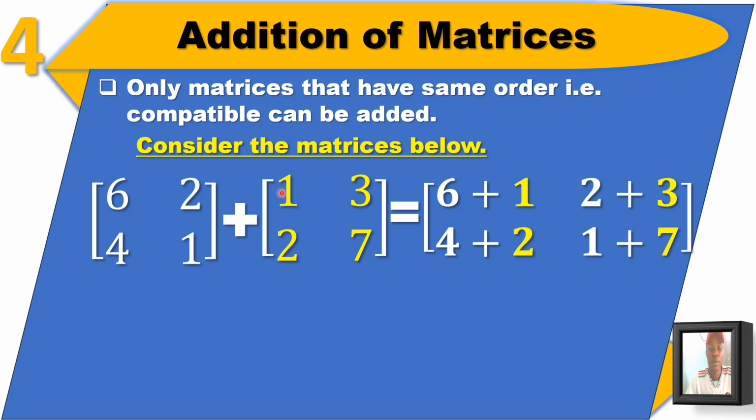Now this will be our answer. So 6 plus 1 giving us 7, and then let's take it slow a bit. Okay, there, 1 plus 7 giving us the 8. That gives us the 8. That's how we add matrices.